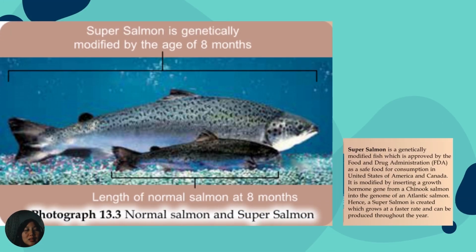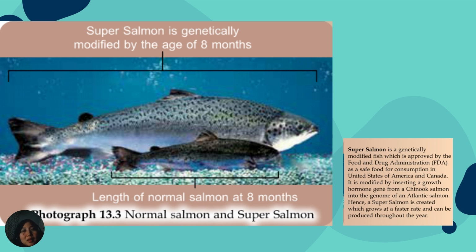Okay, and then there's another example. You can see here in the picture. This is from your textbook. You can see the comparison. The same, this is salmon. The same species, both are salmon. Dan sama usia. Okay, dua-dua ni adalah 8 bulan. 8 months. This is a normal salmon. This is a super salmon. Kenapa dia panggil super? Sebab yang super salmon is a genetically modified organism. It's a genetically modified fish sudah.